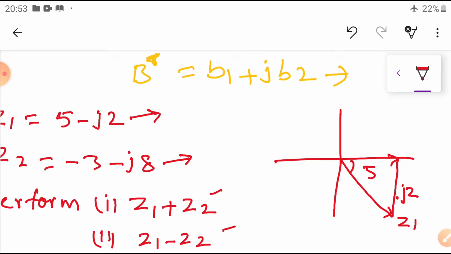In Z2, what is the value? Minus 3, that is here. So, you are going to get minus 3. Okay. Minus 8, that means you are going to get it here, this value. So, you are going to get Z2, this value is equal to minus 3, and this value we are going to get, what is the value? Minus J of 8.